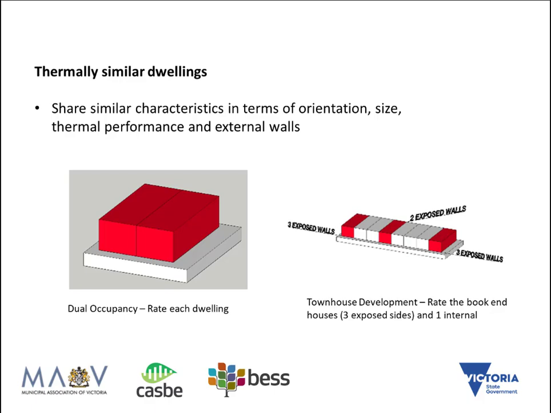In the first example, there is a dual occupancy townhouse. These are not thermally similar dwellings as they have different side orientations. In the other example, a row of townhouses, there are 3 thermally similar dwellings, one at each end of the row, with 3 external walls and a different side orientation. The dwellings in the middle can be grouped together as they appear to be the same size and have the same orientation and number of exposed walls.